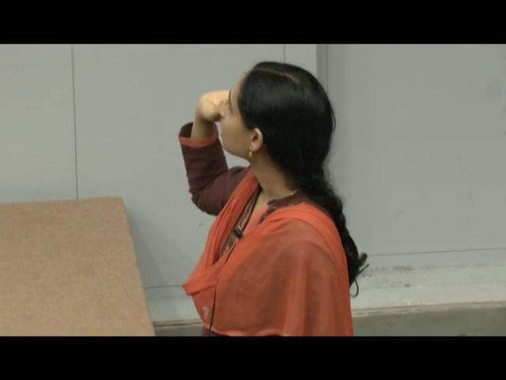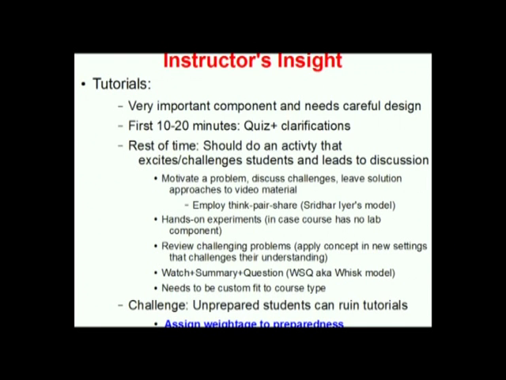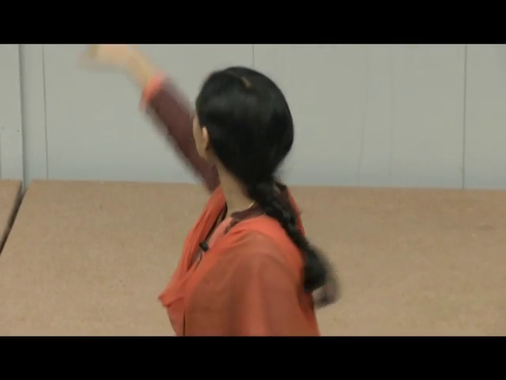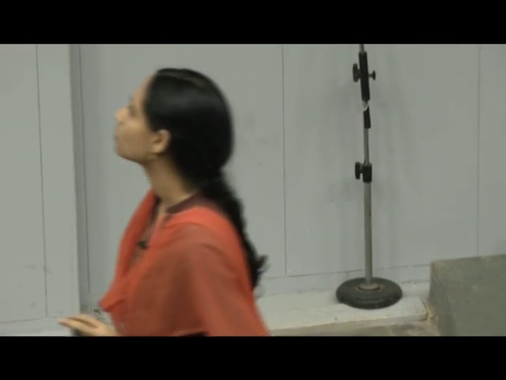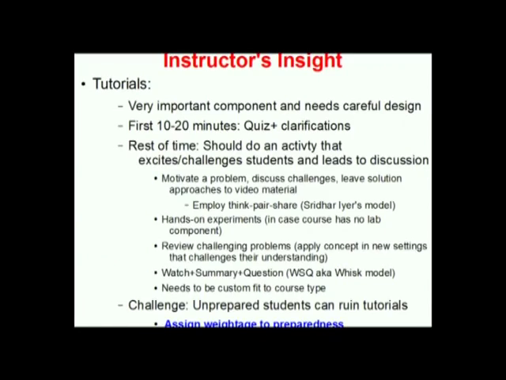The challenge in the tutorial is that unprepared students can ruin it. You expect them to watch the videos, and your discussion depends on their knowing the concept. For example, if you are trying to review a challenging problem, they should know the concept. If they didn't watch the videos, they won't really contribute. So it is very important to assign weightage to preparedness. My quiz is a result of this, and this what summary question is also a result of it. You need to assign some weightage of the marks to this, so that they are prepared before they come to the tutorial. That is very important.